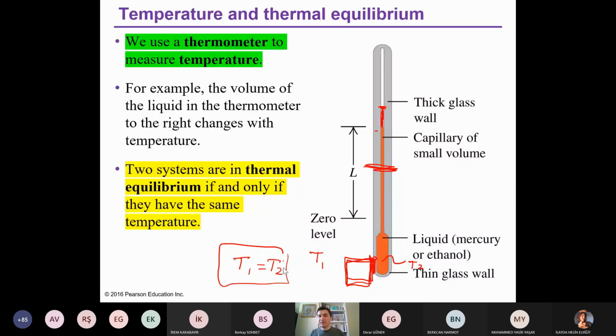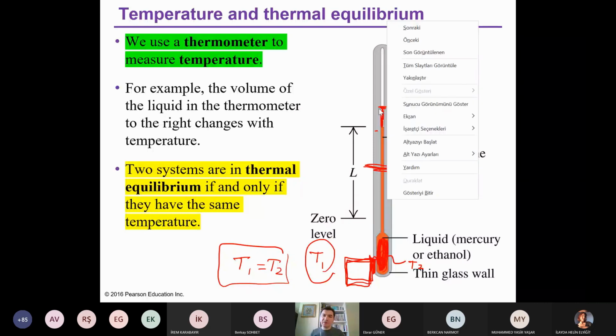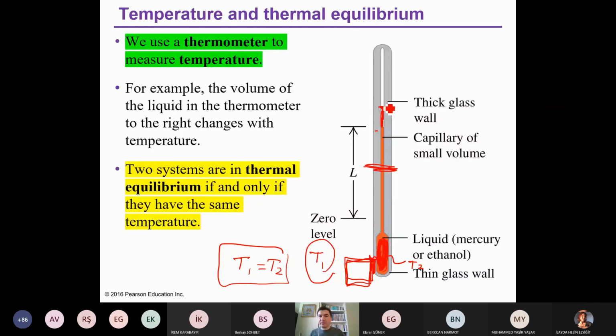And then the temperature of the liquid within this thermometer will be equal to the temperature of the body here on the left side. And if the temperature on the left side, T1, is higher, then the volume of this liquid within the thermometer will increase, and then on the temperature scale, you can read the actual temperature of the body.